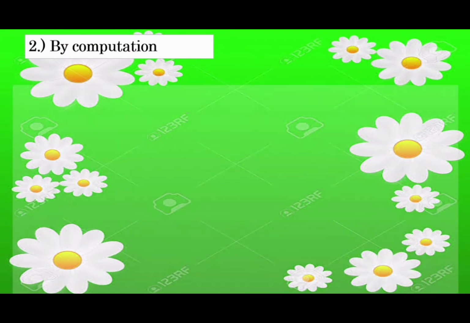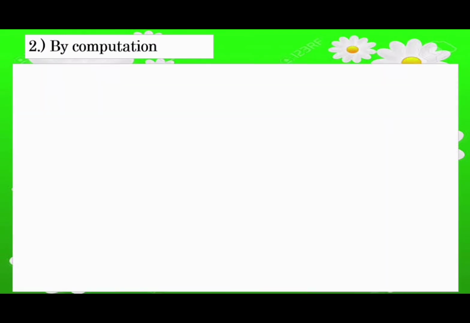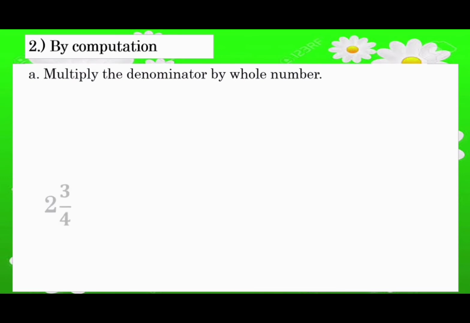You can also change a mixed number to an improper fraction by computation. We have 3 steps in computing this. The first step is to multiply the denominator by the whole number. In the mixed number 2 and 3/4, our whole number and denominator are 2 and 4. So we need to multiply them. So 2 times 4 is equal to 8.